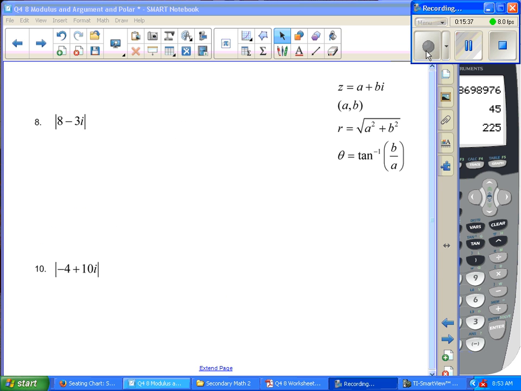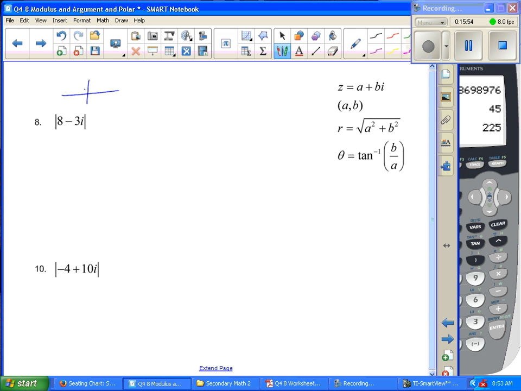So try number 8. We're doing the exact same thing. We're just going to find the modulus and the argument. And again, I'm just going to quickly sketch this graph to make sure when I come up with the argument, I get it in the correct quadrant. So if I were to sketch this, 8 would move me in this direction, so I'm just going to call that 8. Negative 3 would then move me down 3.